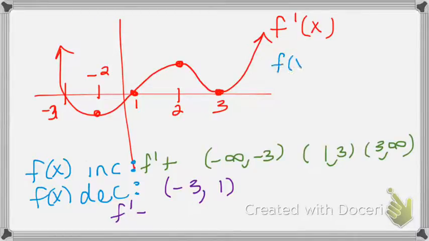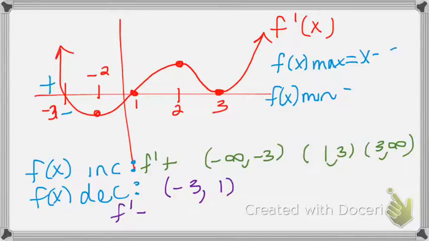Now, if I want to know where f of x has a max or a min, then I'm thinking about f prime changing positive to negative or negative to positive. A max means I change from positive to negative, so I'm going from positive to negative. That means there's a max at x equals negative 3. This is going from negative to positive. So there's a min at x equals 1. And then at 3, it's positive and positive on both sides. It's above the x-axis on both sides. So there's not a max or a min at 3.